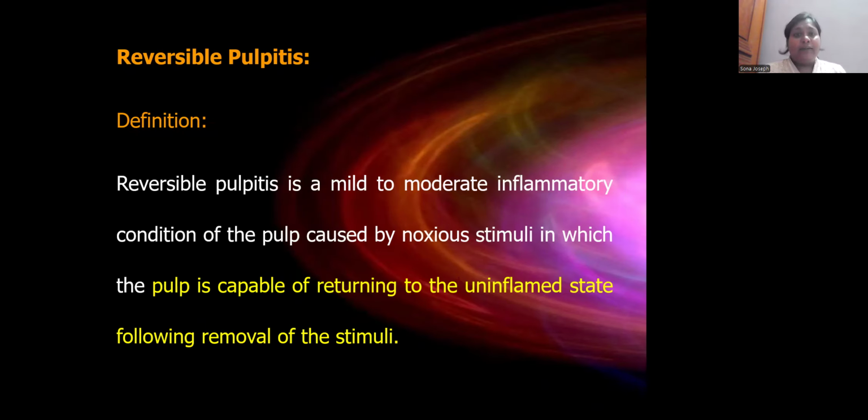As the name suggests, the pulp inflammatory condition is reversible. So by definition, reversible pulpitis is a mild to moderate inflammatory condition of the pulp caused by noxious stimuli in which the pulp is capable of returning to the uninflamed state following the removal of the stimuli. That's very important. Whereas in irreversible, even if you remove the stimuli, the pulp won't be able to return to the uninflamed state within seconds. It might take some time.